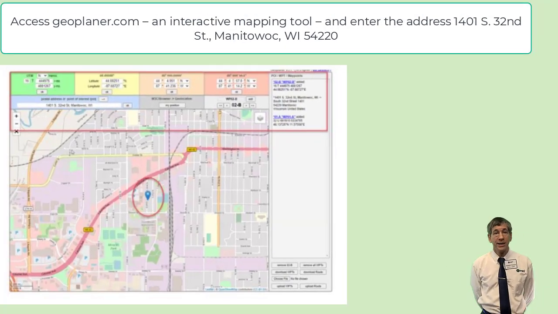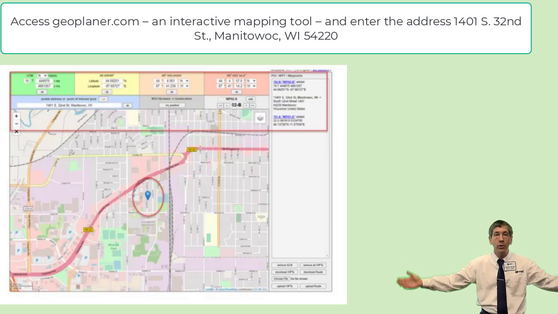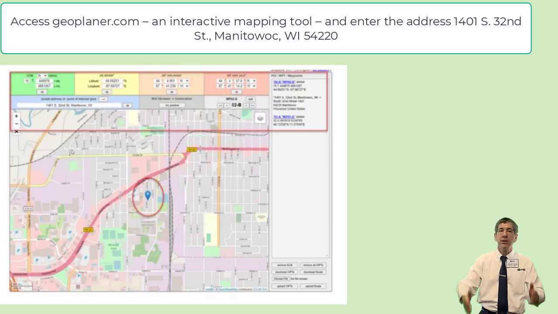of the Geoplaner interface. Use this same Geoplaner website to locate your own residence or campus or a famous landmark somewhere around the world, such as the Eiffel Tower, paying attention to and comparing the values above the map.